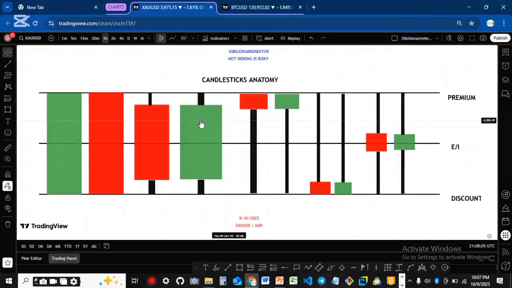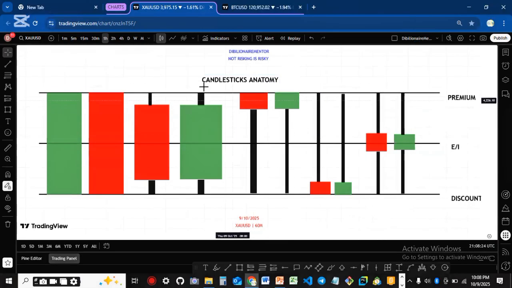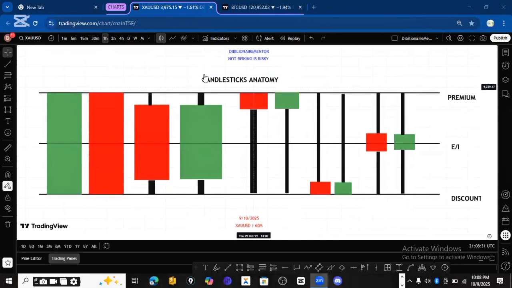So our candlestick anatomy is very, very simple. This will actually help you and save you the stress of having to memorize the names of each of these candlesticks. You actually don't need to do that.